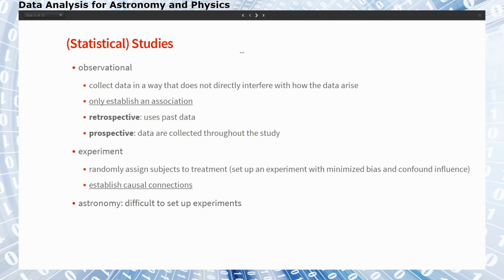During experiments, particularly in social sciences and medical studies, you usually randomly assign test subjects to a certain treatment and compare the results to control groups that have not been subject to this treatment, and this is done to establish causal connections. Again, in astronomy this is very difficult. In other physical fields usually you can set up experiments.